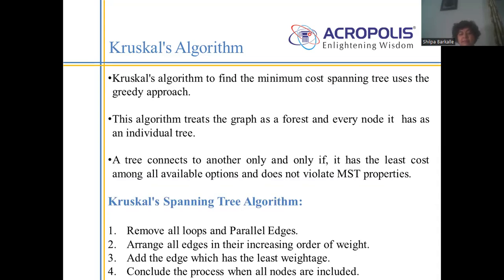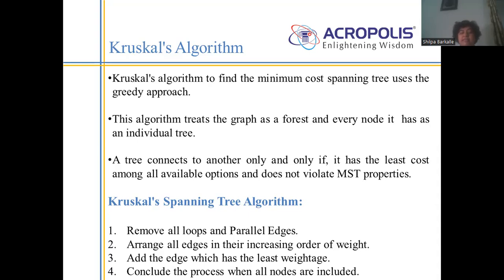So let us go through these steps. The first step is to remove all the loops and parallel edges. As soon as you have your graph in front of you, the first thing you will do is remove all the loops and all the parallel edges. Then arrange the edges in increasing order of their weight. We are required to add the edge with the smallest weight every time, so it is better that we get them sorted in increasing order of their weight.